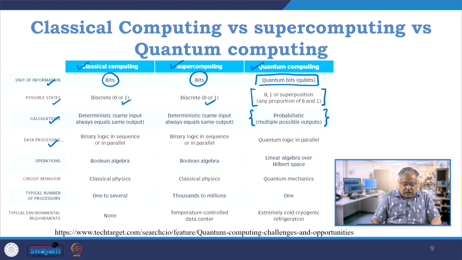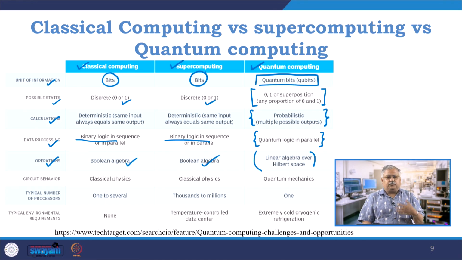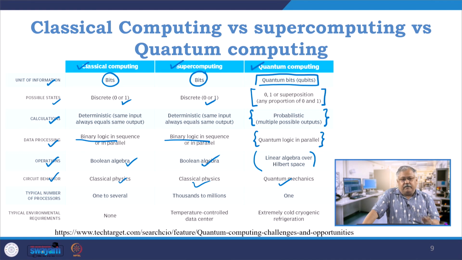Let us look at data processing. All of you are aware that in classical computing we use binary logic in sequence or in parallel, and in quantum computing we use quantum logic in parallel. So, this is not sequential in nature, it is parallel in nature. If you look at the operations, as you all know, it is Boolean algebra for classical and supercomputing, and here we do linear algebra over a Hilbert space. So, the Hilbert space is the space where we do the computing in quantum. Circuit behavior, of course, we all know is based on classical physics, and this is based on quantum mechanics. So, your circuit behavior can be probabilistic in nature when you work with quantum computing.